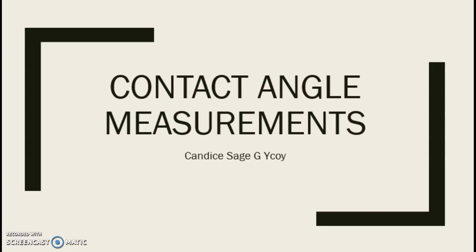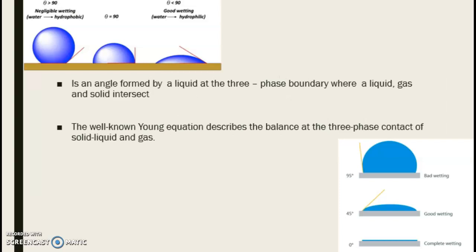So first, contact angle is an angle formed by a liquid at the three-phase boundary where a liquid, gas, and solid intersect. The well-known Young equation describes the balance at the three-phase contact of the solid, liquid, and gas.